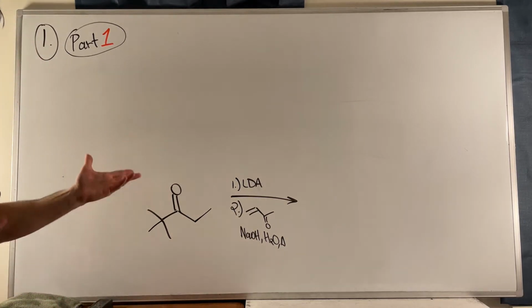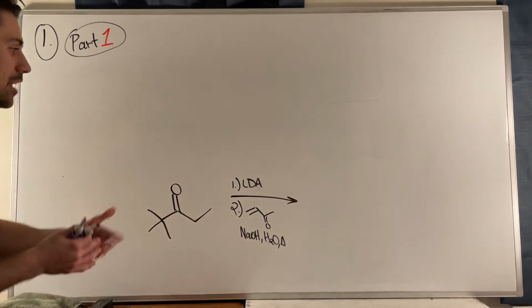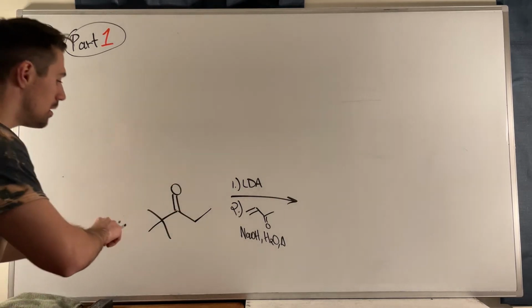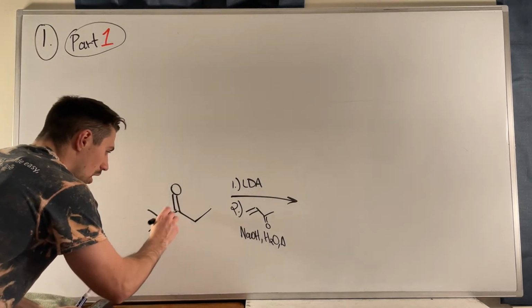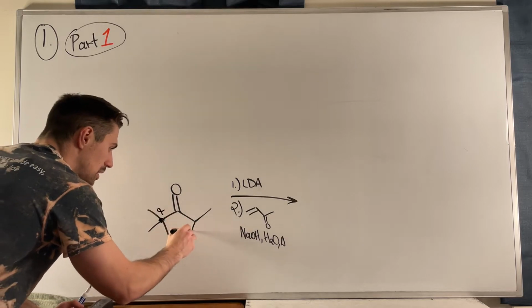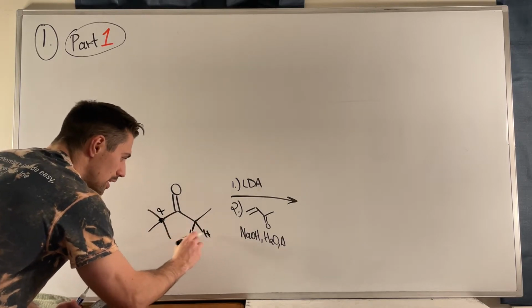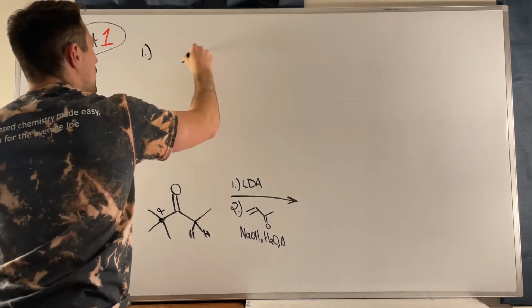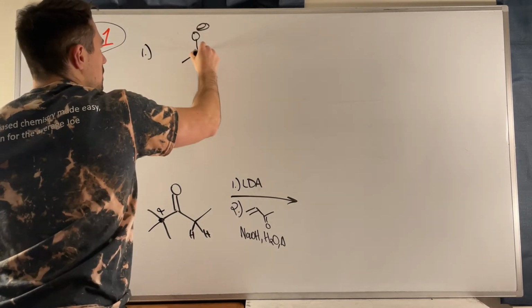But we actually only have one way to make it, and that's why we don't see thermodynamic or kinetic conditions, because there are no protons on this alpha carbon right here. We can only deprotonate over here. So after step 1, we have the following enolate.